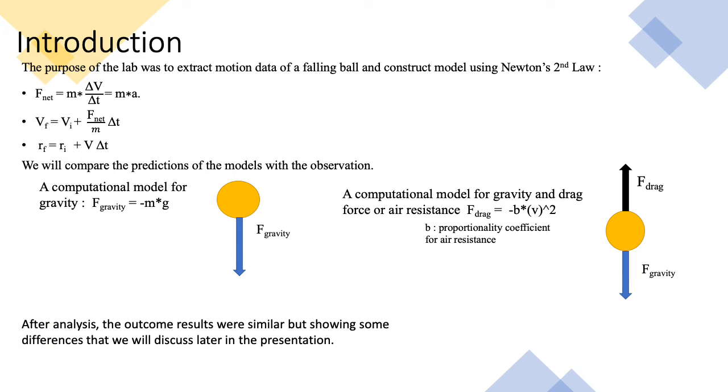The purpose of the lab was to extract motion data of a falling object and construct two models using Newton's second law. One model accounting for the gravity force, and one model accounting for the gravity force and the drag force. After analysis, the outcome results were similar, but showing some differences that will be discussed later in the presentation.